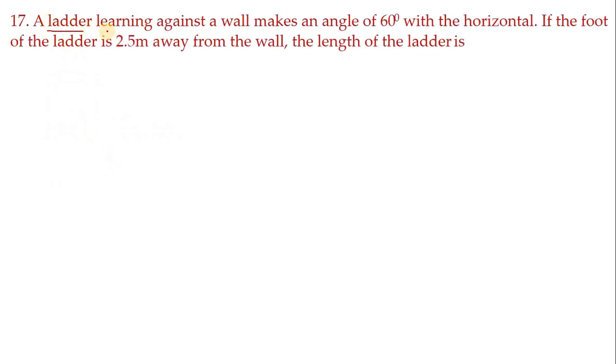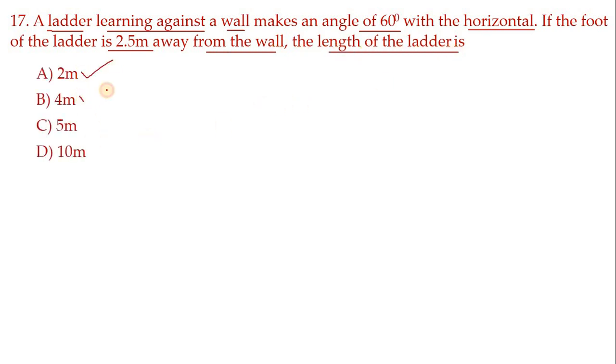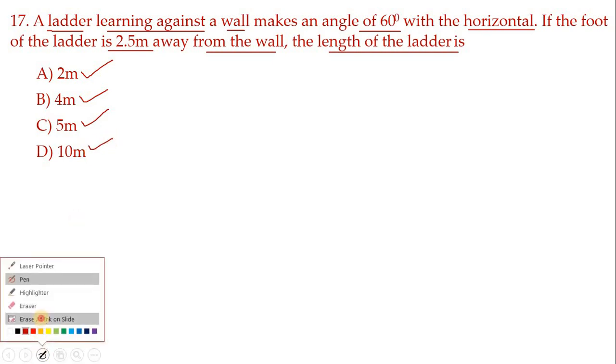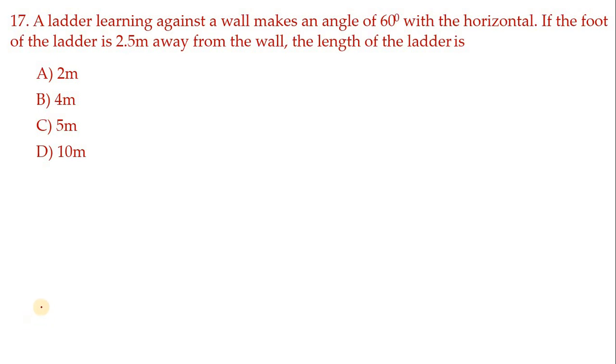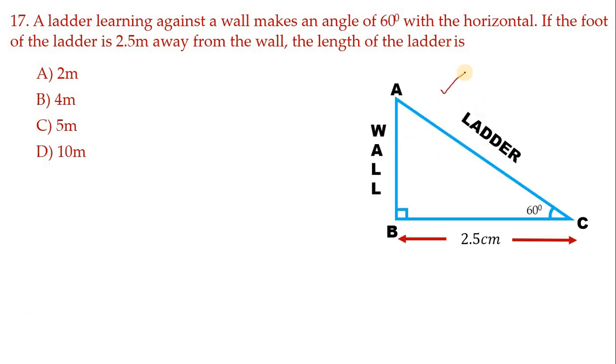A ladder leaning against a wall makes an angle of 60 degree with the horizontal. If the foot of the ladder is 2.5 meter away from the wall, the length of the ladder is 2 meter, 4 meter, 5 meter, 10 meter. So to make you understand this problem, let me draw the suitable figure, children. In this figure, this is the ladder. So AC is the ladder. It is leaning against the wall, and this is the wall.